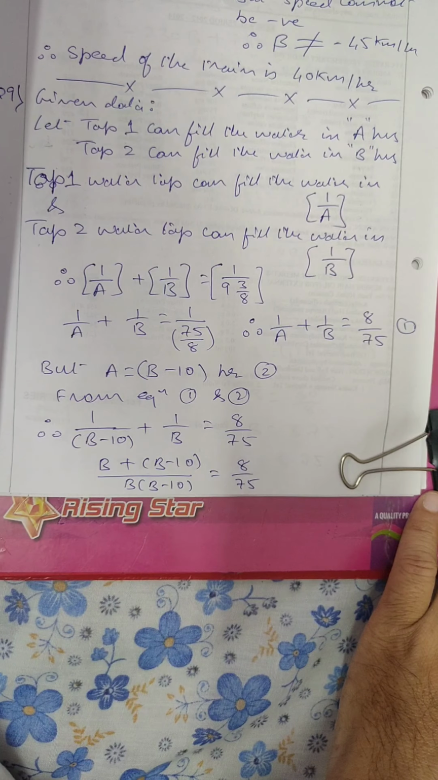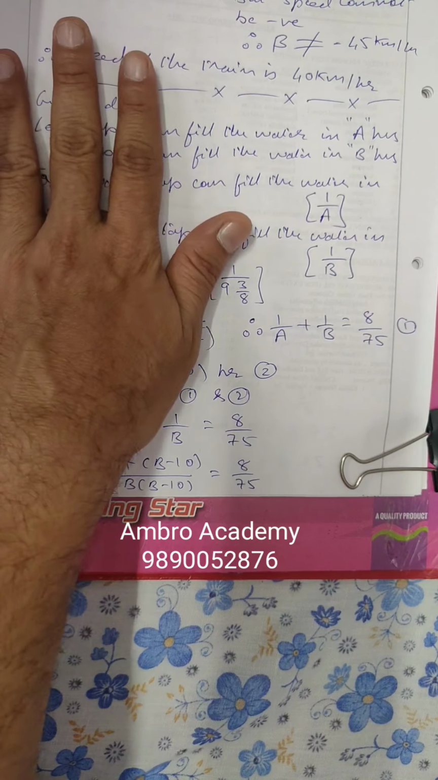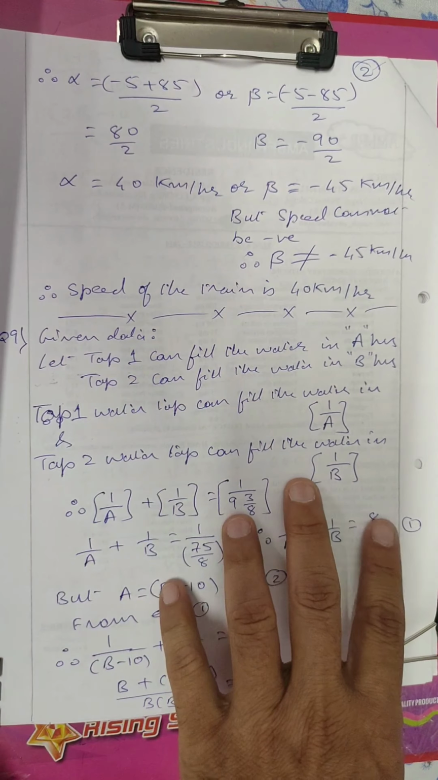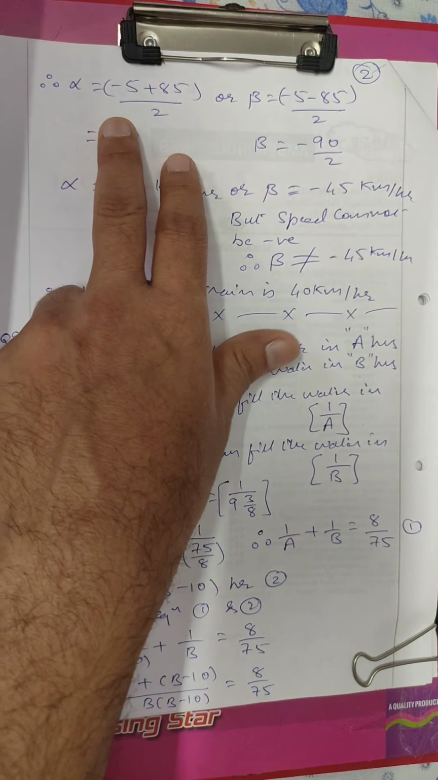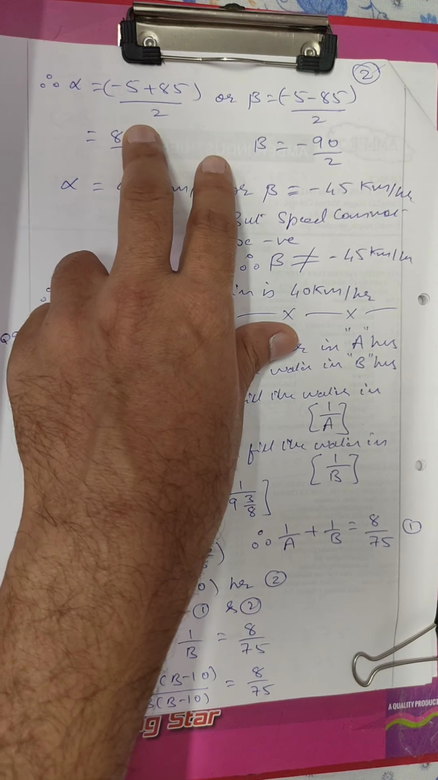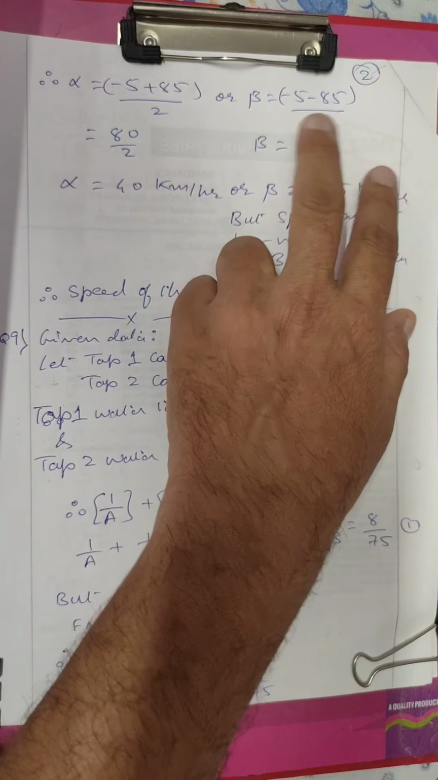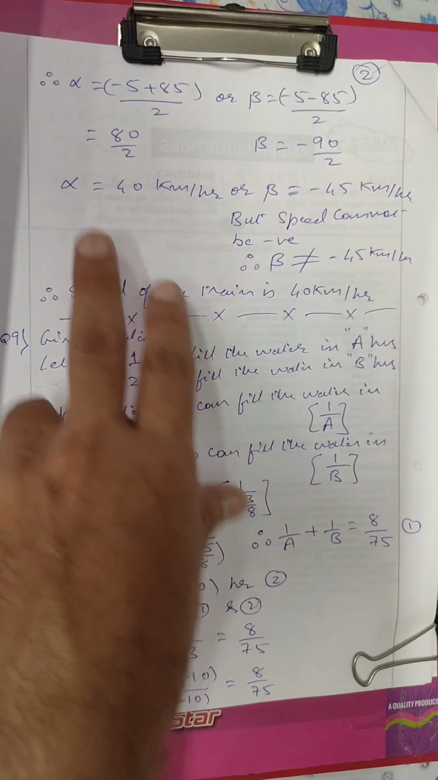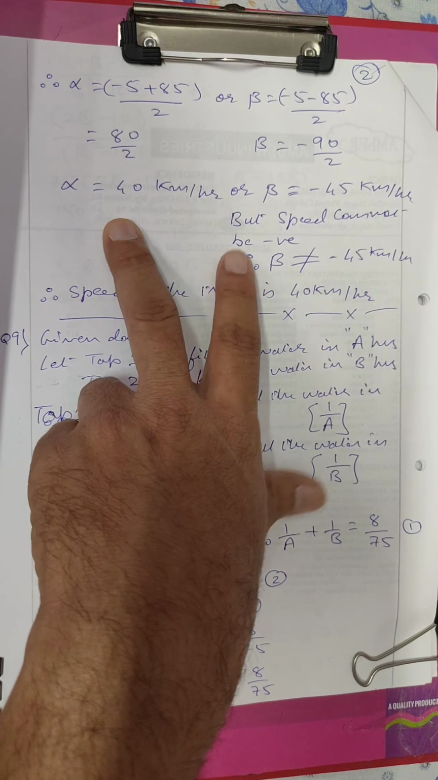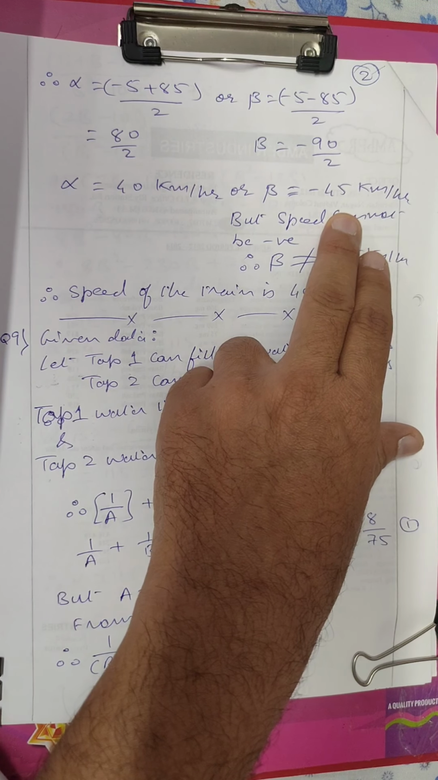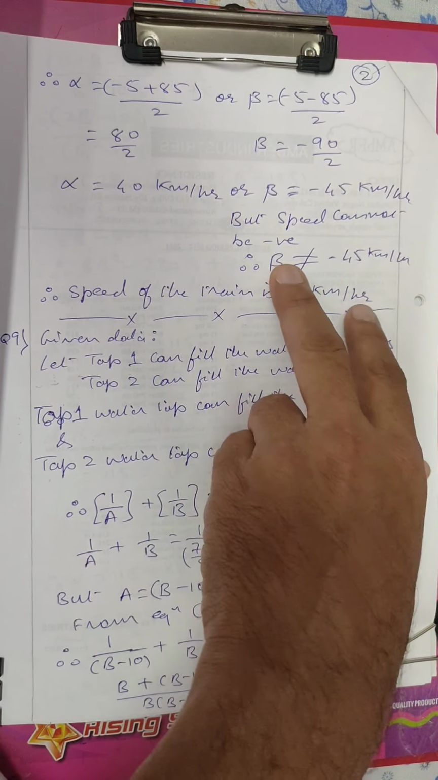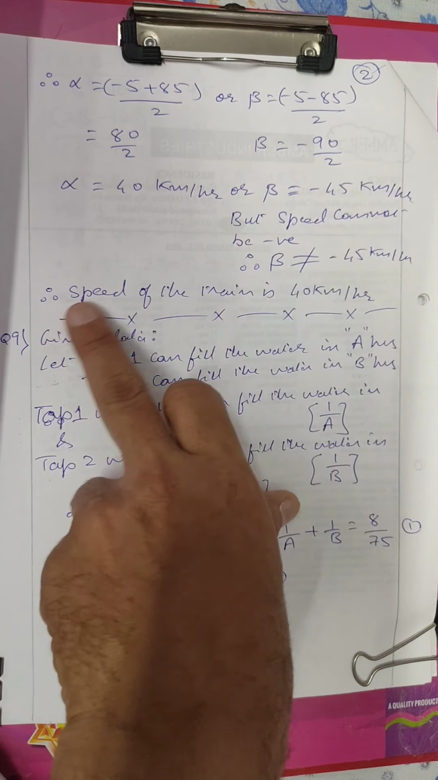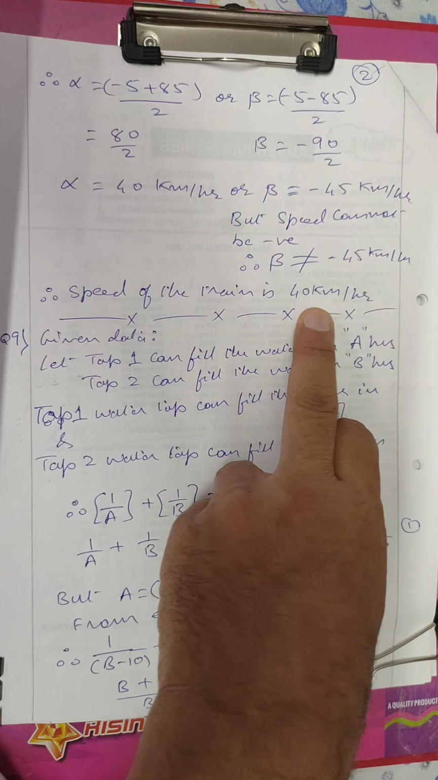Now we again start with alpha. What is alpha? Alpha is minus 5 plus 85 upon 2, and beta is minus 5 minus 85 upon 2. It becomes 80 upon 2 or minus 90 upon 2. Alpha becomes 40 km per hour, or beta becomes minus 45. Again, please note that speed cannot be negative. Hence, we delete minus 45. The speed of the train is 40 km per hour.